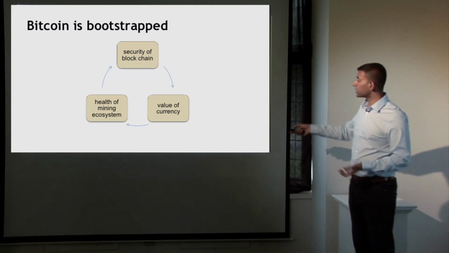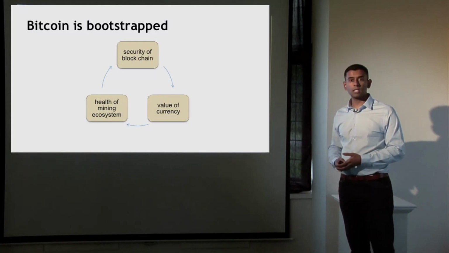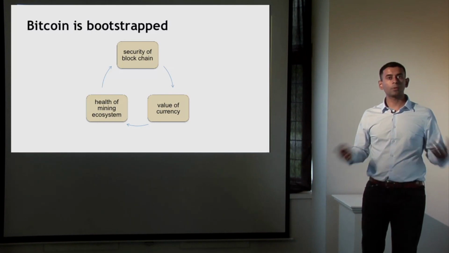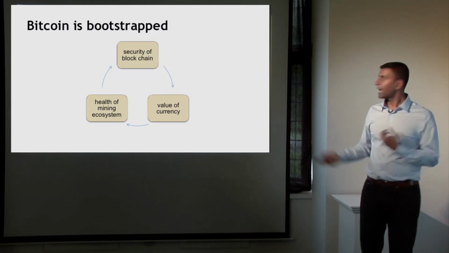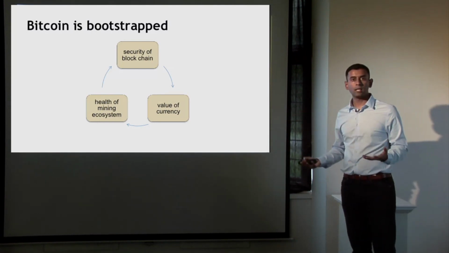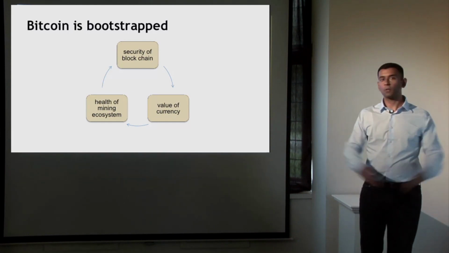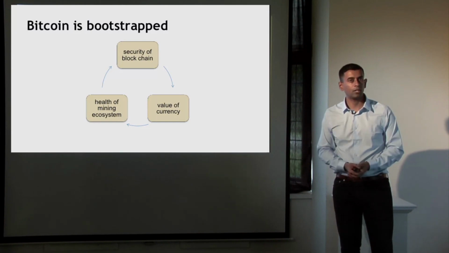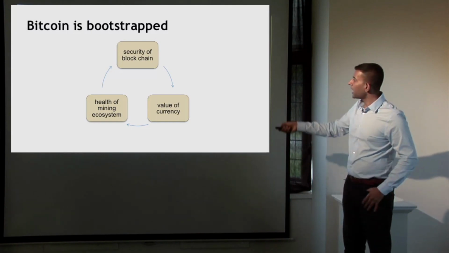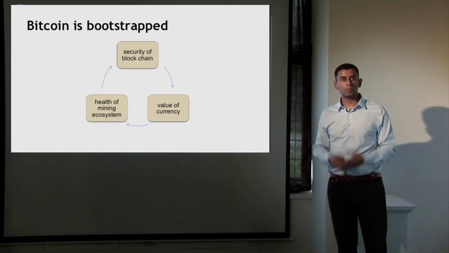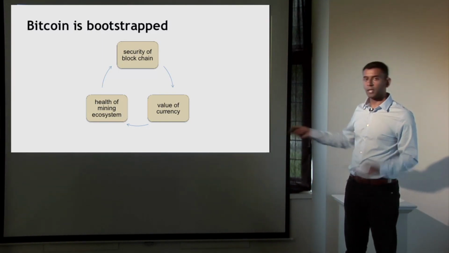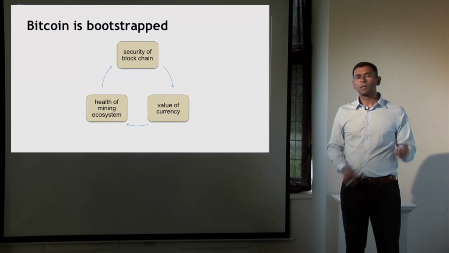But what ensures a high and stable value of the currency? That can only happen if users in general, people who want to buy Bitcoins, have trust in the security of the blockchain. Because if they believe that the network could be overwhelmed at any moment by an attacker, then Bitcoin is not going to have a lot of value as a currency. So you have this interlocking interdependence between these three things. Right? So the existence of each of these is predicated on the existence of another.